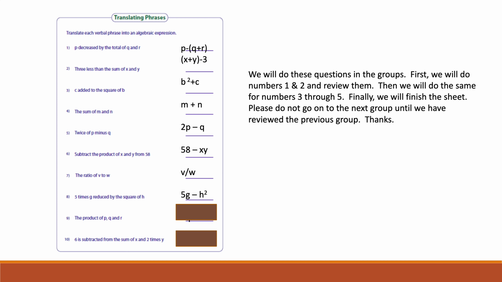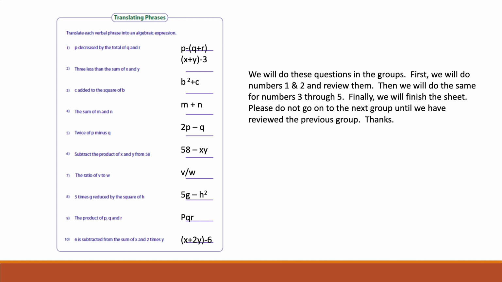5 times g reduced by the square of h. So you're starting with 5 times g, 5g. And then you're subtracting the square of h, which is h squared. The product means multiply, p, q, and r. So no symbol means multiply, p, q, r.